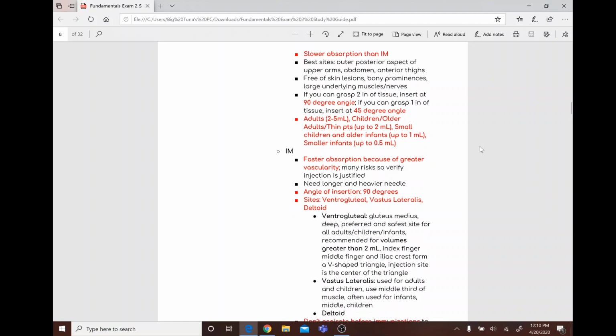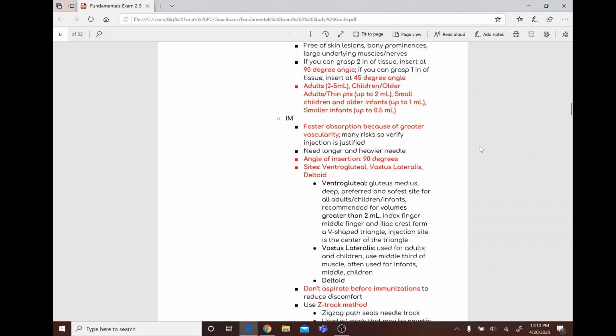What's the angle of insertion for IM? 90 degrees. What are the sites for IM injections? Ventrogluteal, vastus lateralis, and deltoid. Tell me about ventrogluteal.